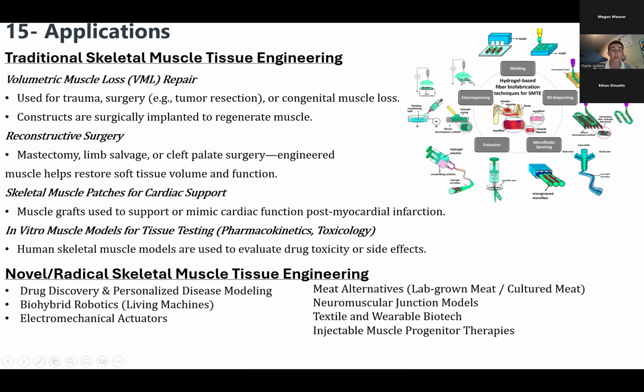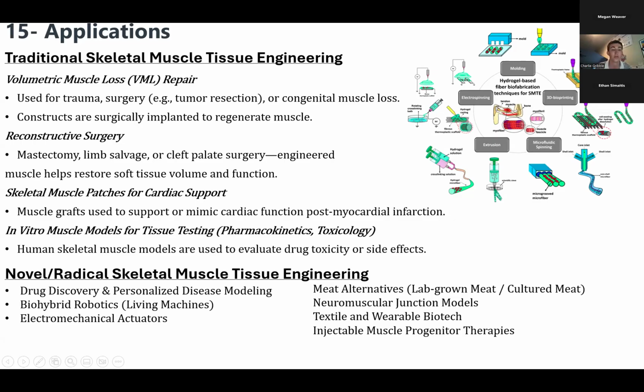When looking at some of the applications for traditional skeletal muscle tissue engineering, first off, they look at volumetric muscle loss repair, basically used for traumatic injuries, trauma, congenital muscle loss, and typically these constructs are surgically implanted to regenerate muscle. This goes into the second point, reconstructive surgery: massive limb loss, cleft palate surgery. These engineered muscles would help to restore soft tissue volume and function as well.